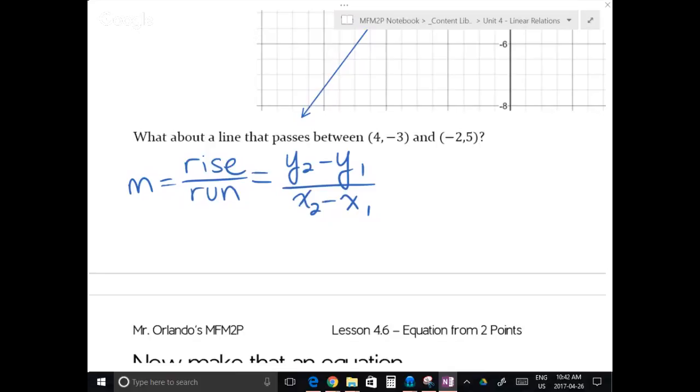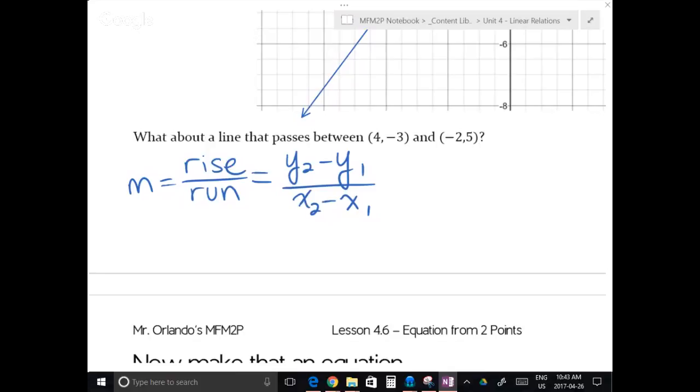Let's take the last number, -2, and subtract the first, 4. So -2 minus 4 is -6. That means if I spent $6, my account would go down by 6.